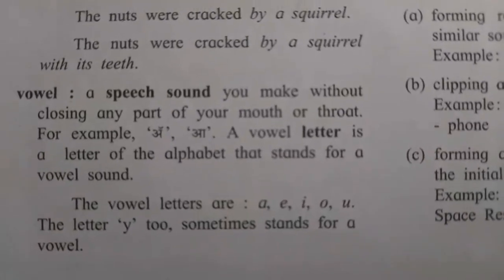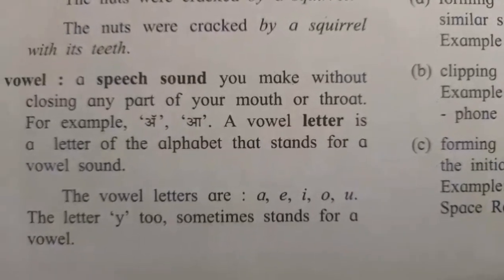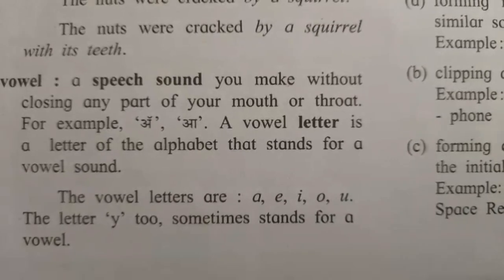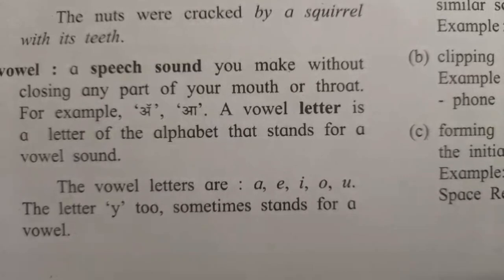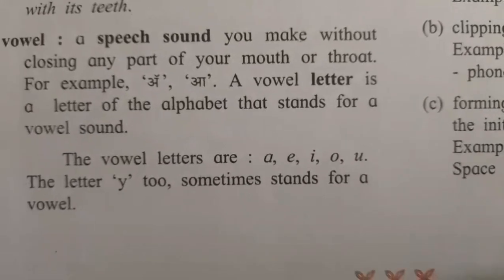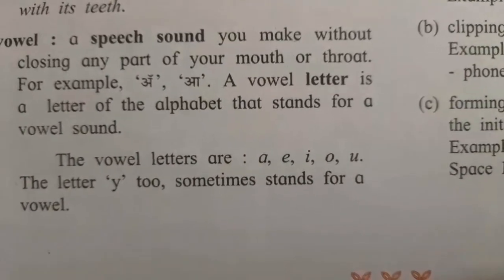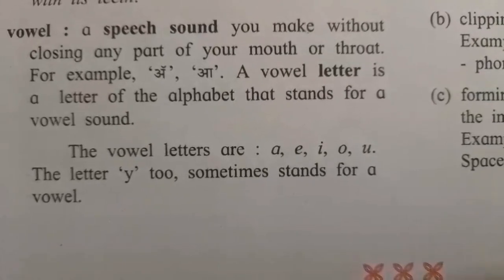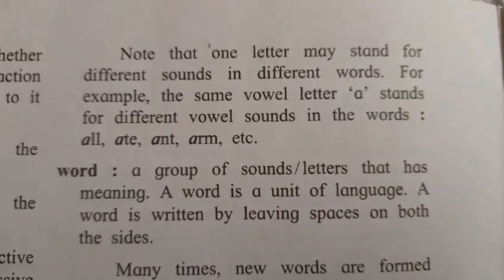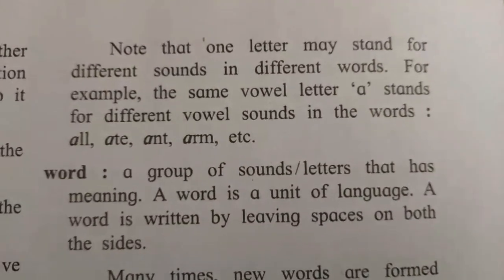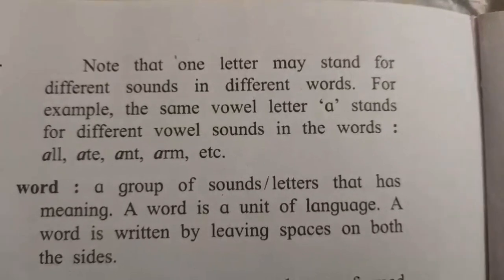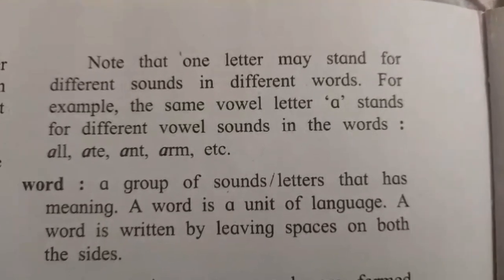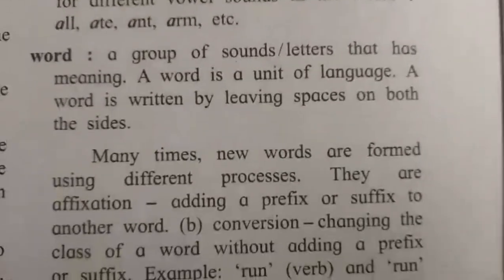Now, what is a vowel? A speech sound you make without closing any part of your mouth or throat. For example, o, a. A vowel letter is a letter of the alphabet that stands for a vowel sound. The vowel letters are A, E, I, O, U. The letter Y too sometimes stands for a vowel. Note that one letter may stand for different sounds in different words. For example, the same vowel letter A stands for different vowel sounds in the words all, ate, and, etc.